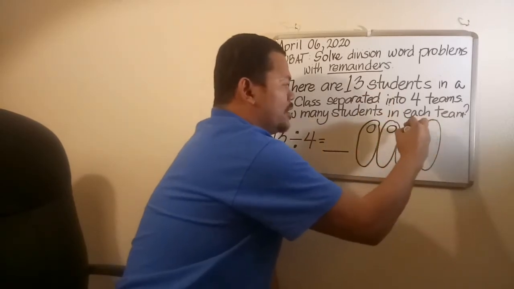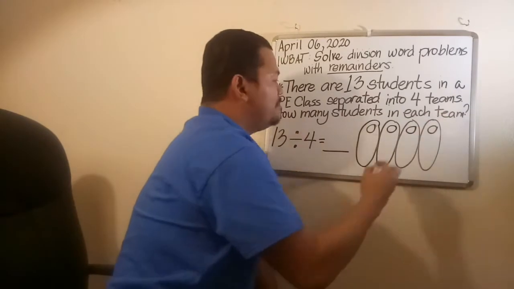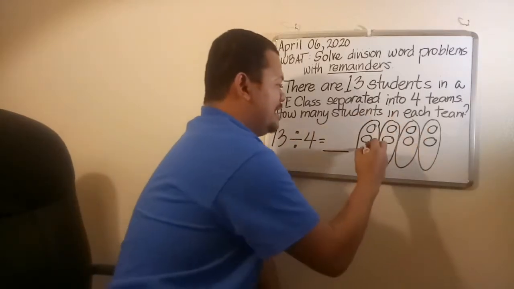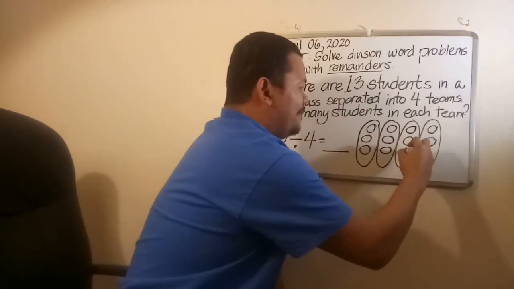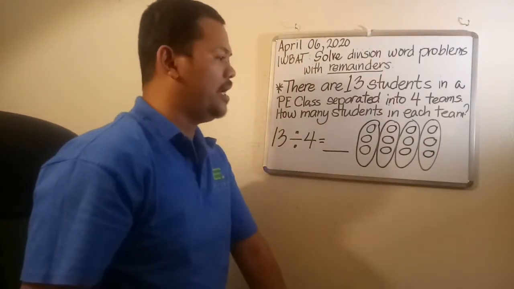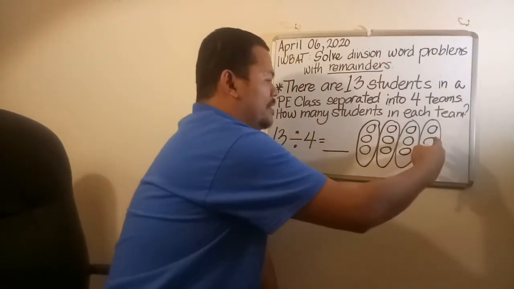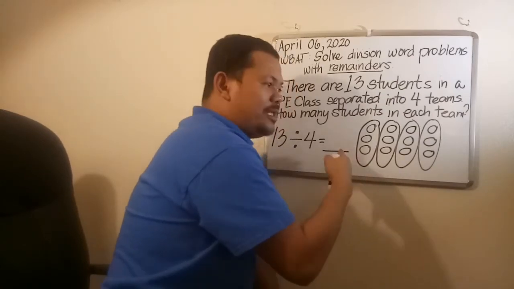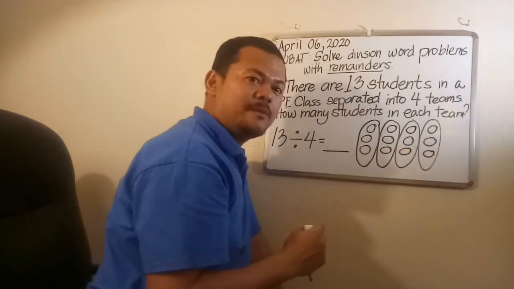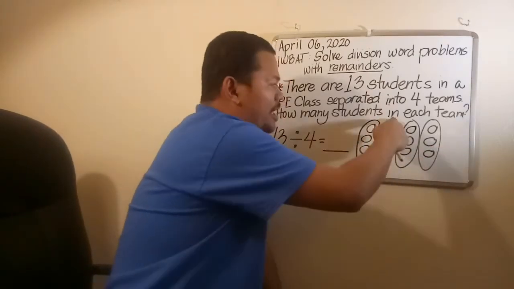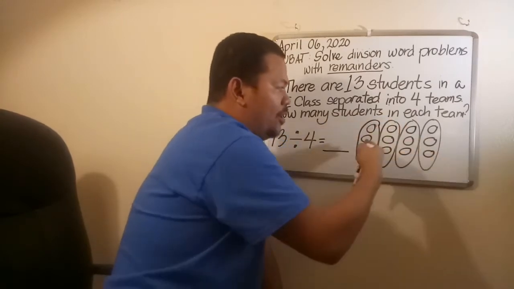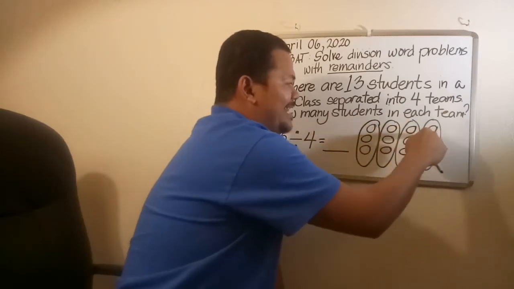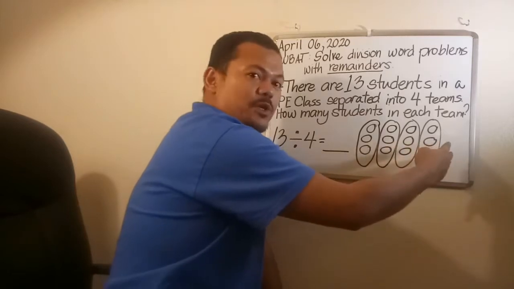1, 2, 3, 4. We got now 4. 5, 6, 7, 8. We got now 8. 9, 10, 11, and 12. Okay, now we got here 12. If we are going to put here 13, the 13th student, it will not be equal to each team, right? Because we got here 3, we got here 3 again, 3, and 3. All in all, we got here 12. They are now equal to each other.